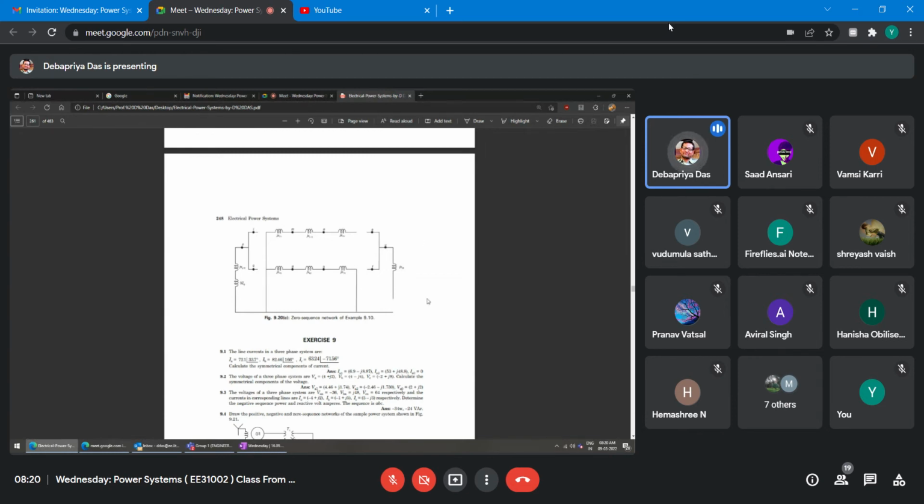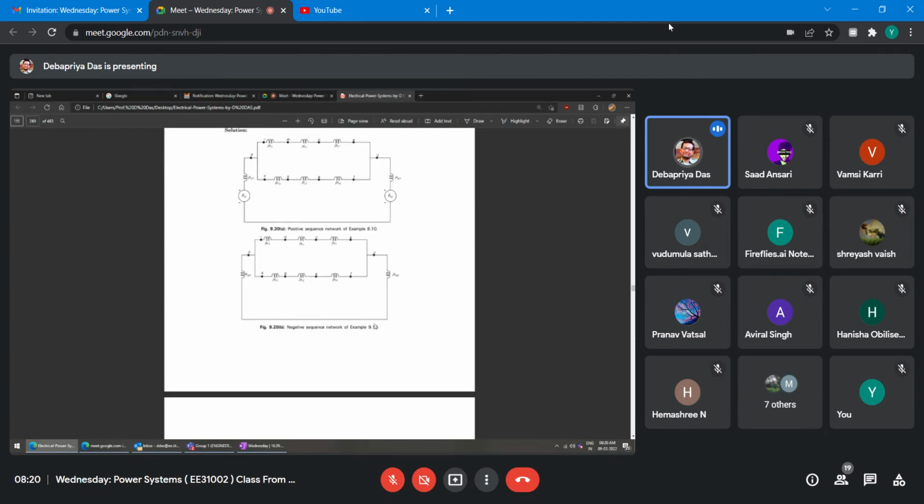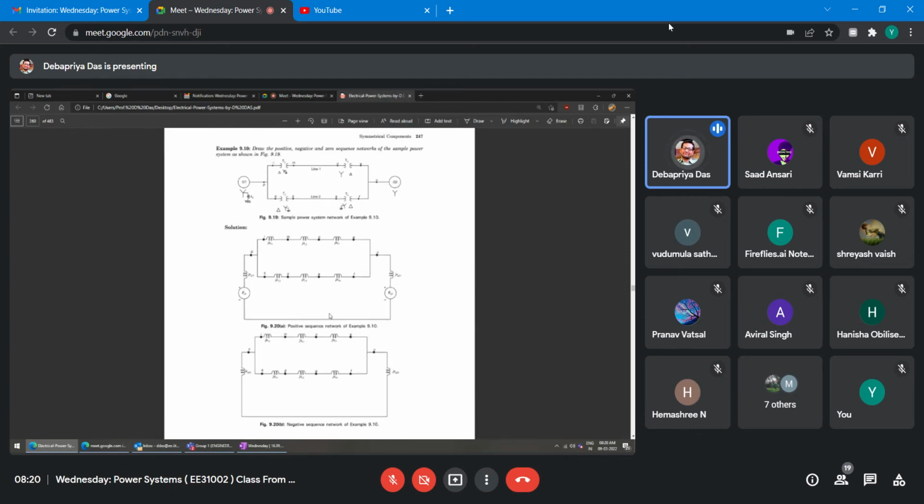That means this part has no contribution in the fault current. When you see the fault studies, this side also you will find no contribution. Only contribution is here, this side, right? So that's why zero sequence has a lot of importance for computing fault current. That will be seen in the next chapter, right? So you have to practice, right?